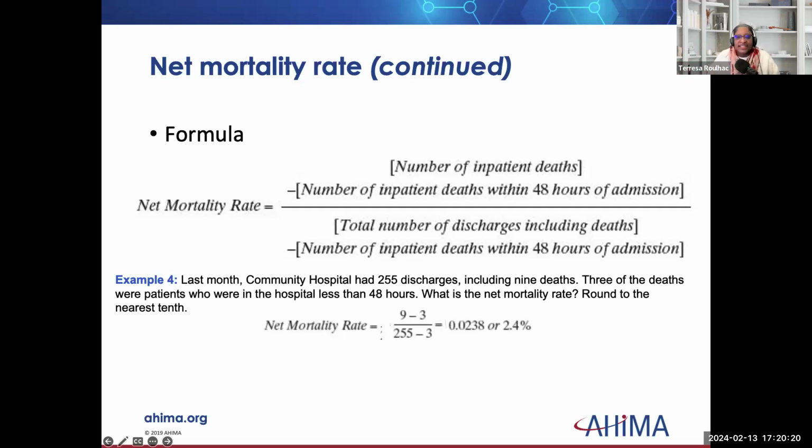Now, this standardization does prevent bias from early deaths that may not be directly related to the hospital's intervention. So again, it does help with comparison between different healthcare institutions. That's straight from the book. But I'm still going to look it up. Okay. All right.